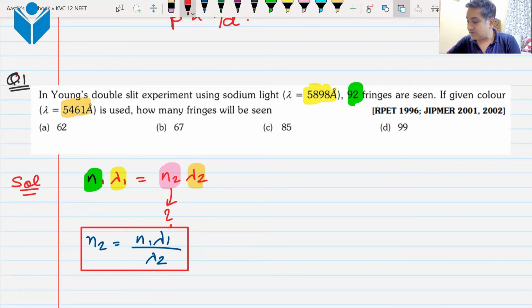Initially, lambda was 5898. Now the lambda is 5461. The value of lambda is decreasing. Yes or no? N into lambda is constant. So the value of n will increase. Yes or no? There is only one option which has more value than N1. And that option is... See, I did not calculate anything.